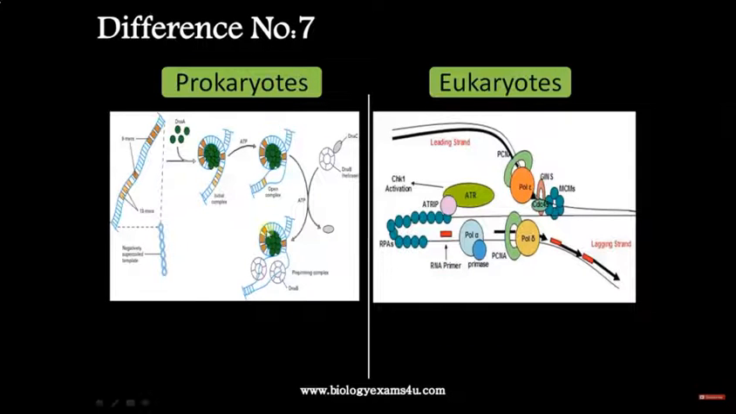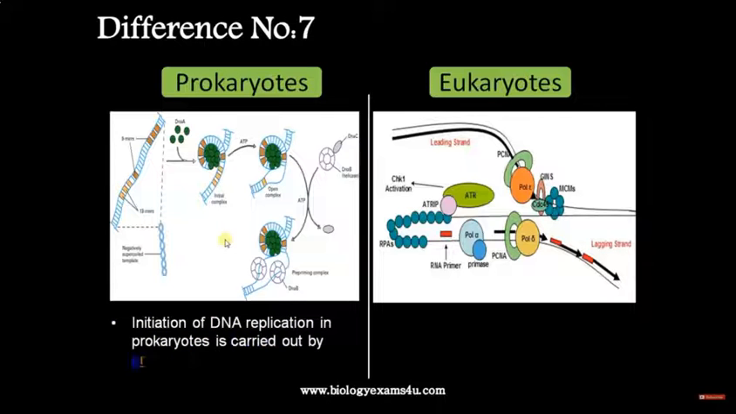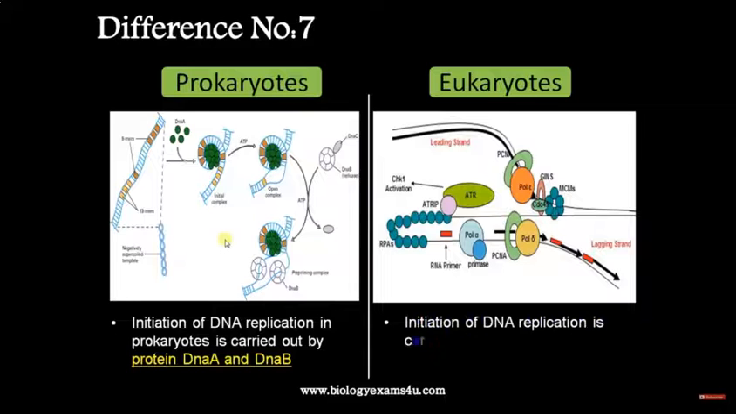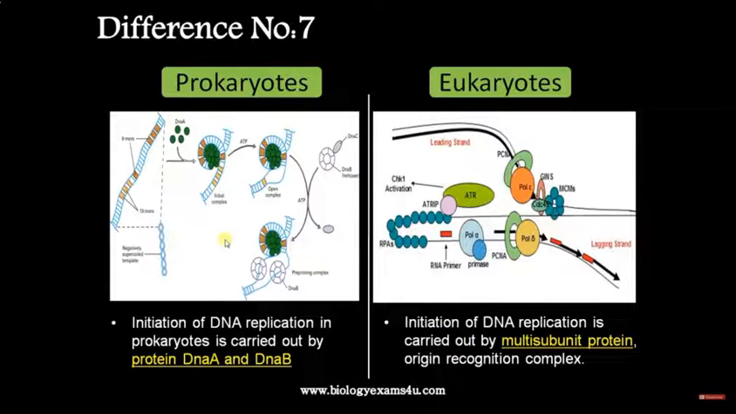Now the difference number 7 is regarding the initiation. Initiation of DNA replication in prokaryotes is carried out by proteins like DnaA, DnaB, etc. and many other proteins. Whereas in the case of eukaryotes, initiation of DNA replication is carried out by a multi-subunit protein complex, often called the origin recognition complex. A number of proteins are involved in order to initiate the DNA replication.